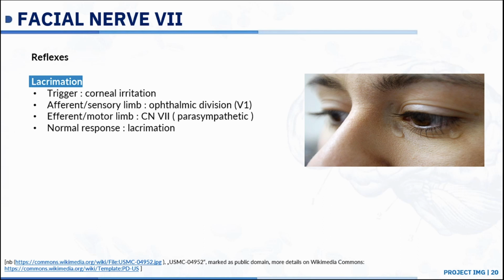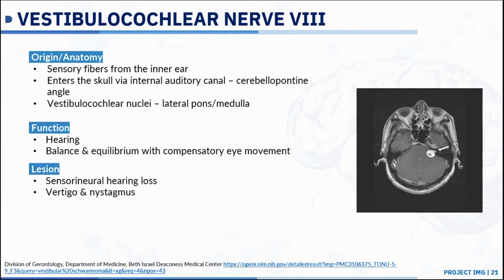Facial nerve 7 reflex: lacrimation. Trigger: corneal irritation. Afferent sensory limb: ophthalmic division V1. Efferent motor limb: CN 7 parasympathetic. Normal response: lacrimation.